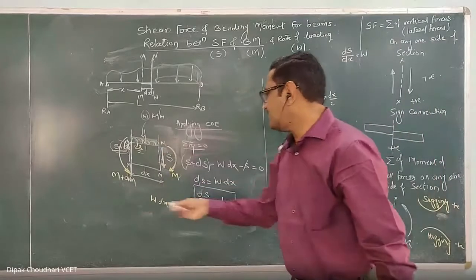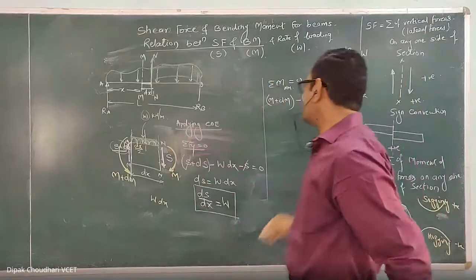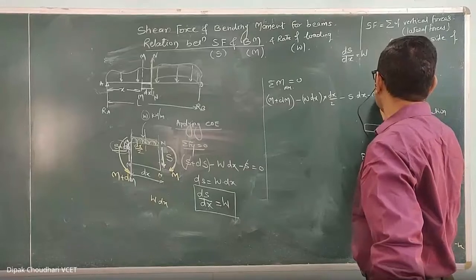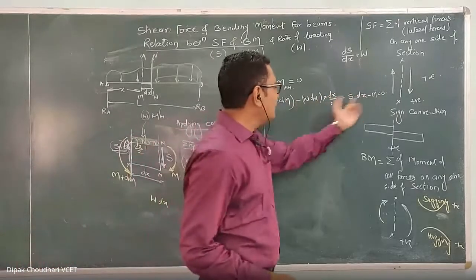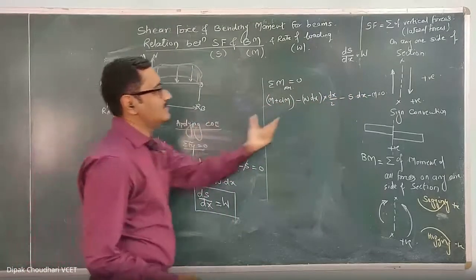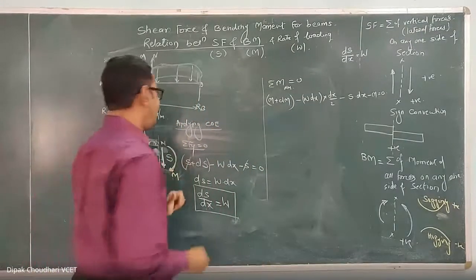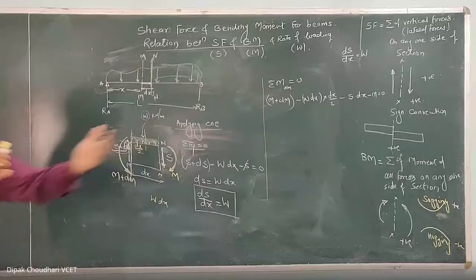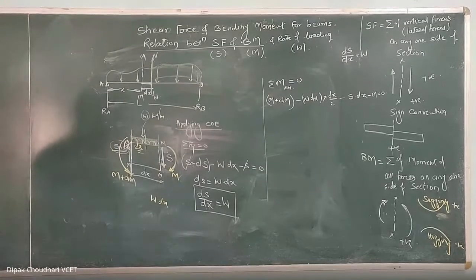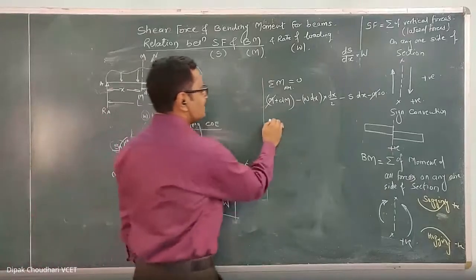Then the moment of this s is clockwise, so minus s into dx. And this moment is also clockwise, so it is minus m, equal to 0. Here, this is the moment of all the forces: the moment of the UDL, the moment of the shear force at this section NN, and at the section NN the moment is m, which is clockwise, so minus m equal to 0. Any doubt in that equation? Have you understood that equation? Okay. So this m and m get cancelled. Here, so it is dm.